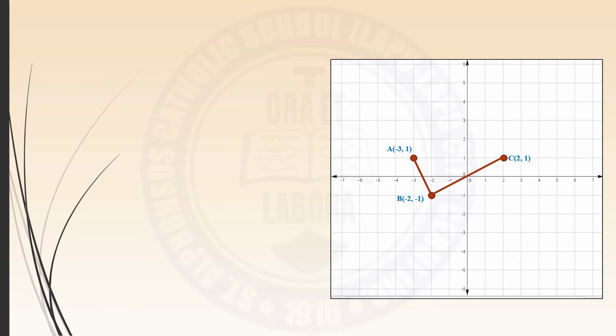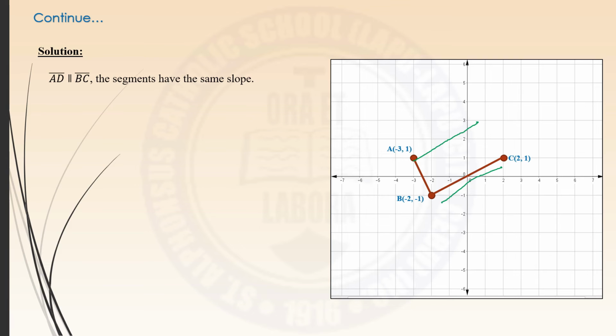So again, we consider that the opposite sides of the rectangle are parallel. So we assume that the line segment BC, which is this one, is parallel to the opposite side, which is the line segment AD. These two segments have the same slope because according to the concept, if the lines are parallel, then they have the same value of slope.